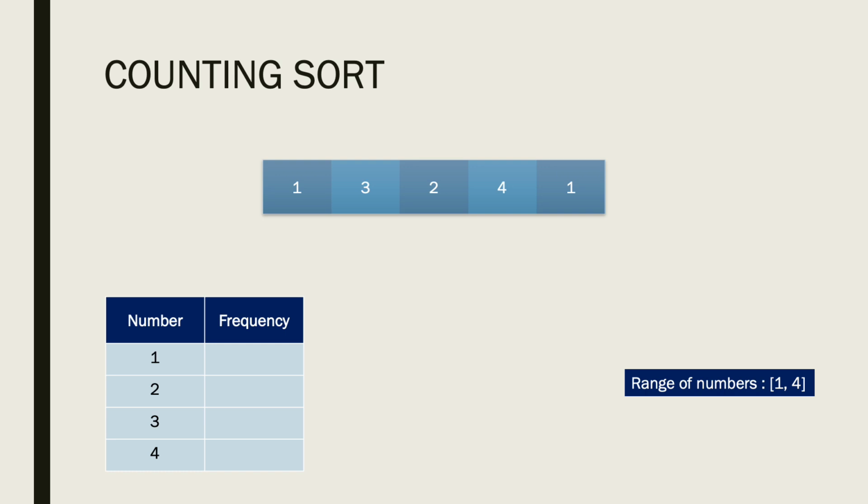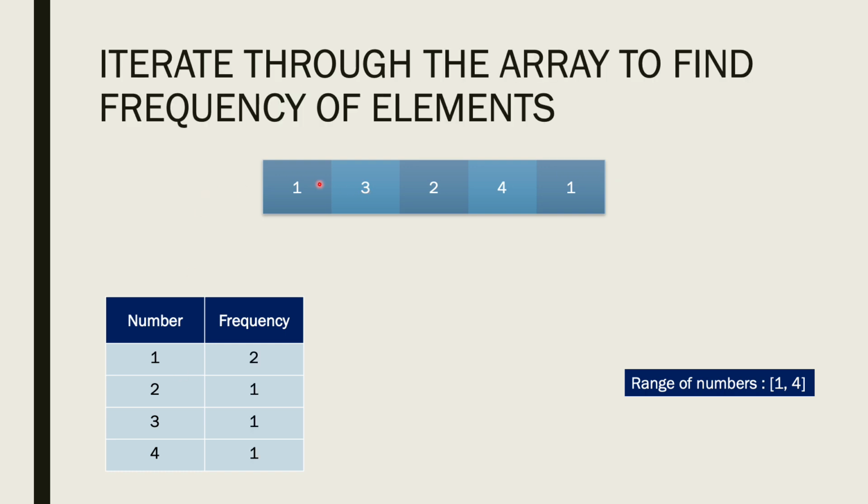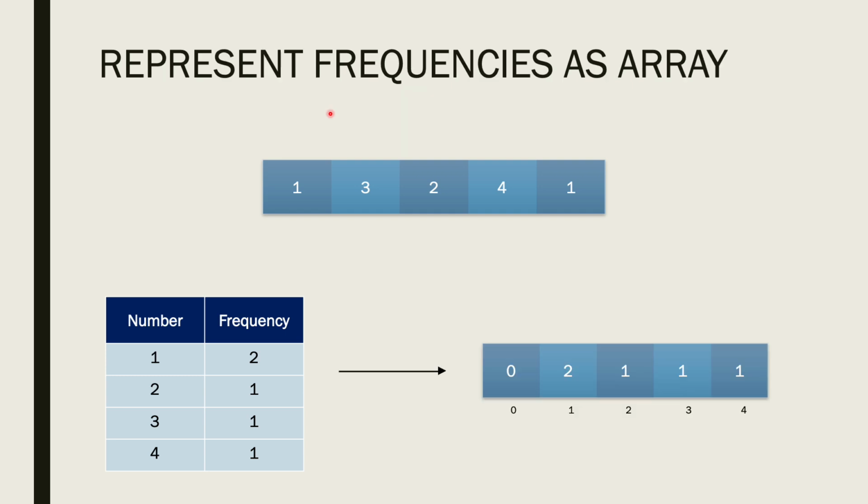So let's see how we will calculate the frequency. We'll iterate through the elements, and whenever we encounter a particular number, we'll increase the frequency for that number. When we iterate through this array, this is how our number and frequency look. Now we are going to code in Java, so that's why we have this number and frequency list. In Java, a very optimal way to store this is using arrays.